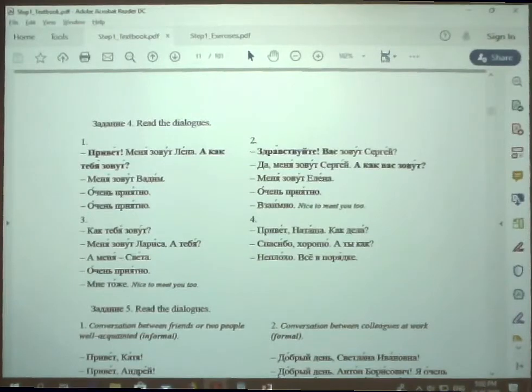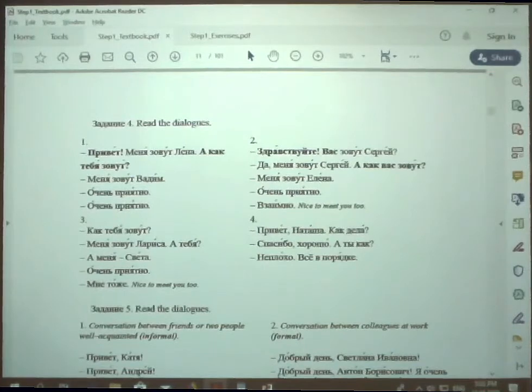Привет, меня зовут Лена. А как тебя зовут? Меня зовут Вадим. Очень приятно. Здравствуйте. Вас зовут Сергей? Да, меня зовут Сергей. А как вас зовут? Меня зовут Елена. Очень приятно. Взаимно. Как тебя зовут? Меня зовут Лариса. А тебя? А меня Света. Очень приятно. Мне тоже. Привет, Наташа. Как дела?